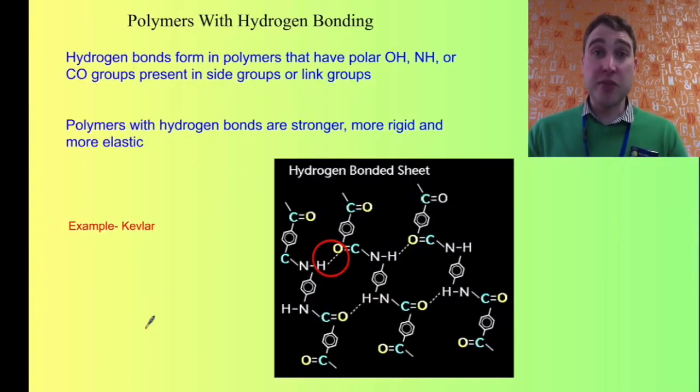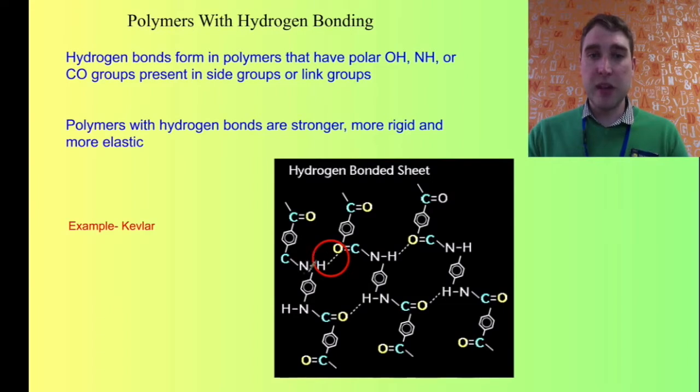You can also get hydrogen bonding between polymer chains if they contain groups that will generate hydrogen bonding. So oxygen, hydrogen, nitrogen, or carbon-oxygen groups can generate hydrogen bonding. An example is Kevlar. Kevlar is a polyamide, so we've got this amide group that's joining each of the monomers together. Here we have three chains of the polymer.